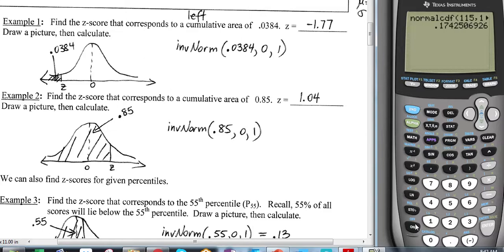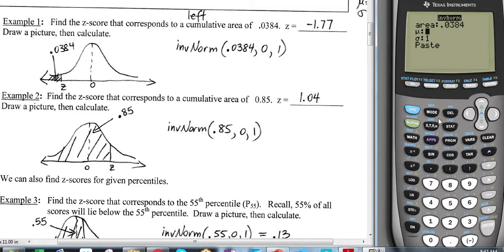In order to enter this command, we're going to go to the second vars menu, that's second distribution, go down to option 3 where it says inverse norm, and now we need to put those three values in order: area, mean, and standard deviation. And again, it's not just any old area, it has to be the cumulative area. For those of you using the TI-83, you won't have this kind of display right here. When you hit inverse norm, it'll put it on the home screen, and then you'll have to separate the three values using commas.